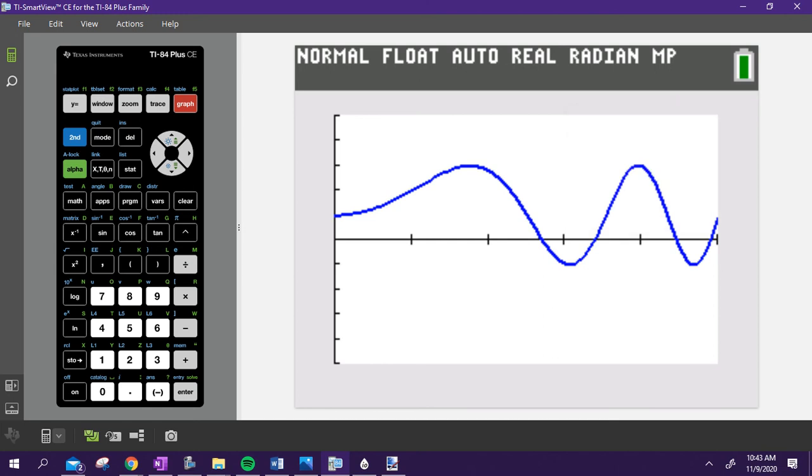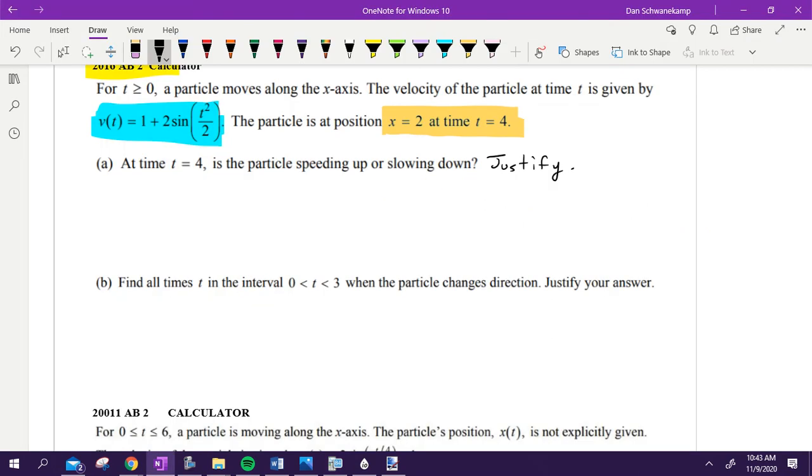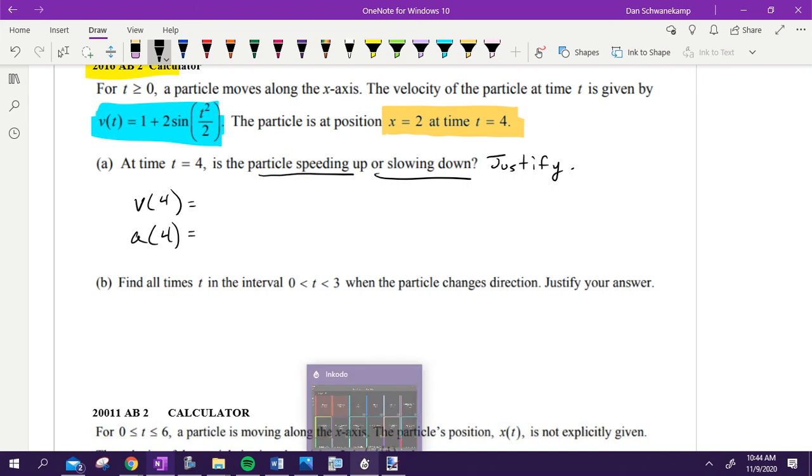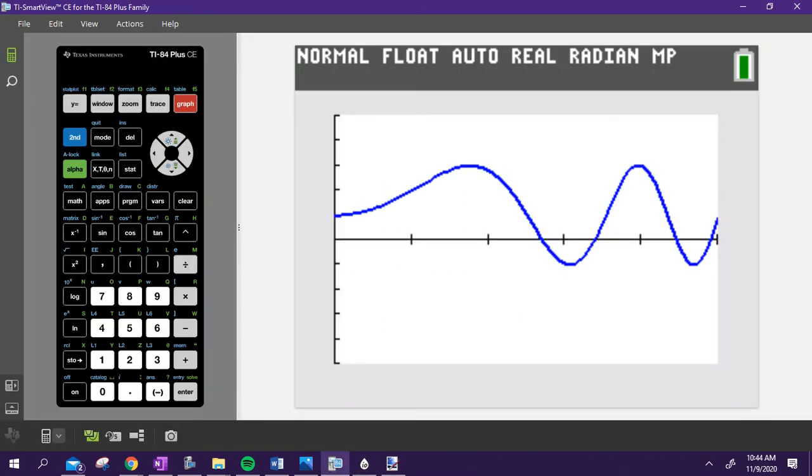But we can't just say that. We need to justify it. Anytime you're looking at a problem and they ask you for speeding up or slowing down, you want to look at two things. We want to find the velocity at that value, and we want to find the acceleration at that value. How could I find the velocity of that problem given this equation?